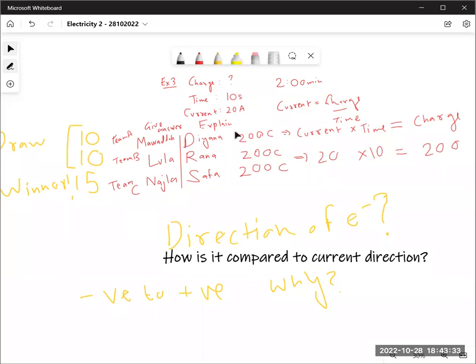Time is done. Rana, what is the answer? How is it compared to the current direction? Because it's opposite. Opposite to what? Opposite to the direction of electrons. So current is opposite to the direction of electrons.